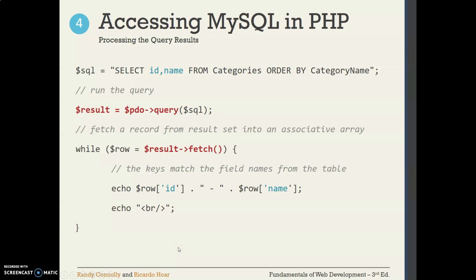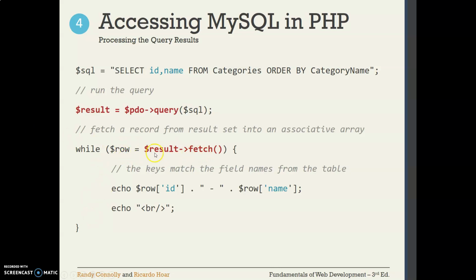So here's maybe an example. Here again, I'm not using star, but I'm asking for specific fields, ID and name. So I'm going to run the query, and then I've got this result. Well, what can I do with this result? Typically you're going to iterate through it, and a classic way to iterate through a result set is with a while loop. In our JavaScript, we sometimes joked about never using while. Here in PHP, we get to use the while.